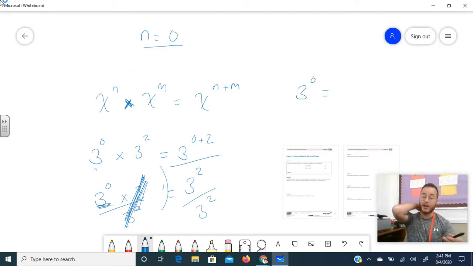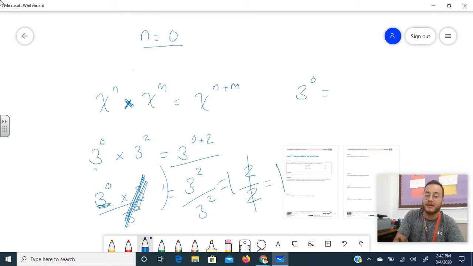What happens whenever you have a fraction that has the same thing on the top as on the bottom? It's the same thing as saying if I have 2 over 2. This cancels, or this simplifies and becomes 1. This simplifies and becomes 1. So that means anytime you have a number that is brought to the 0th power, it always equals 1.